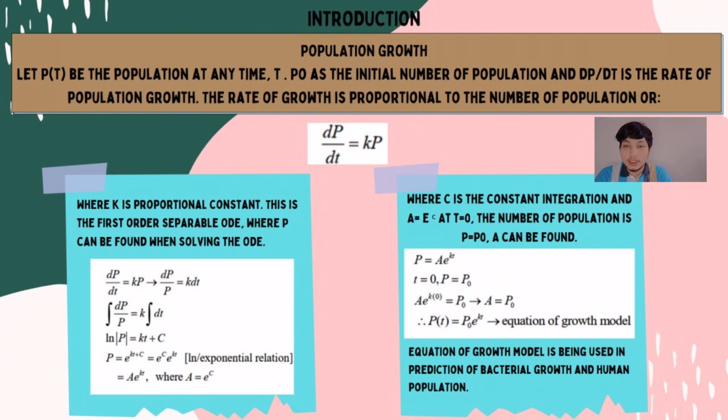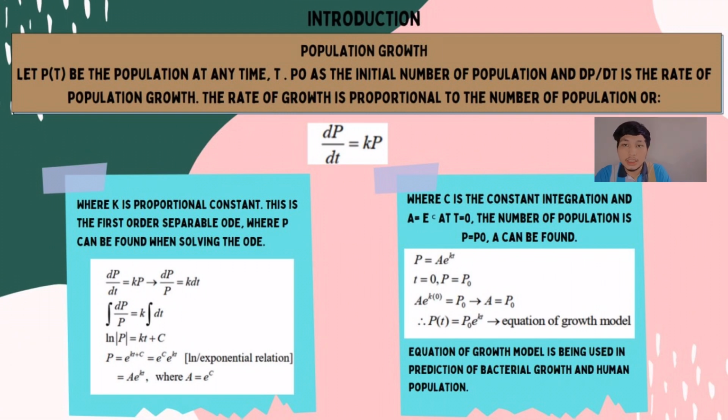First, let P(t) be the population at any time t, P0 the initial number of the population, and dP/dt the rate of the population growth. We can see from the picture on the slide. So next, where k is a proportional constant.